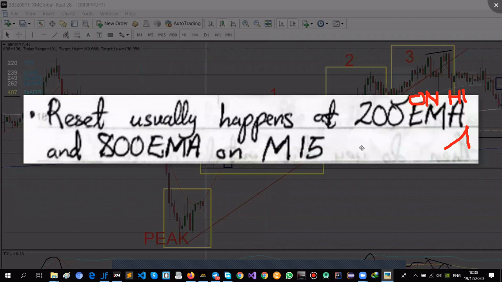You can now take this screenshot and pay particular attention. Take note of this statement here, that resets usually happen at 200 EMA on H1 time frame and 800 EMA on M15 time frame. This is the golden rule on resets. Don't miss it out and don't get it wrong.